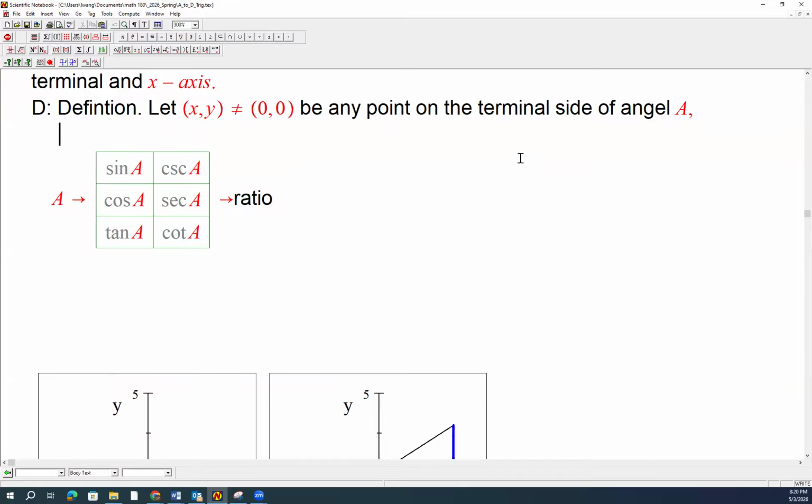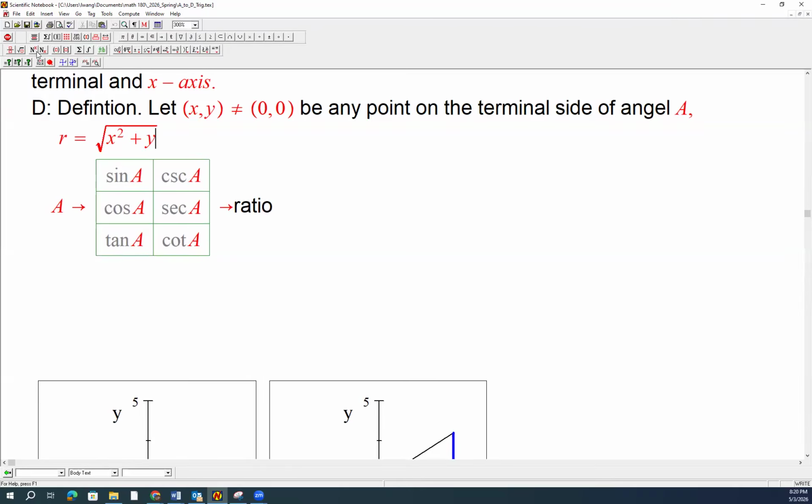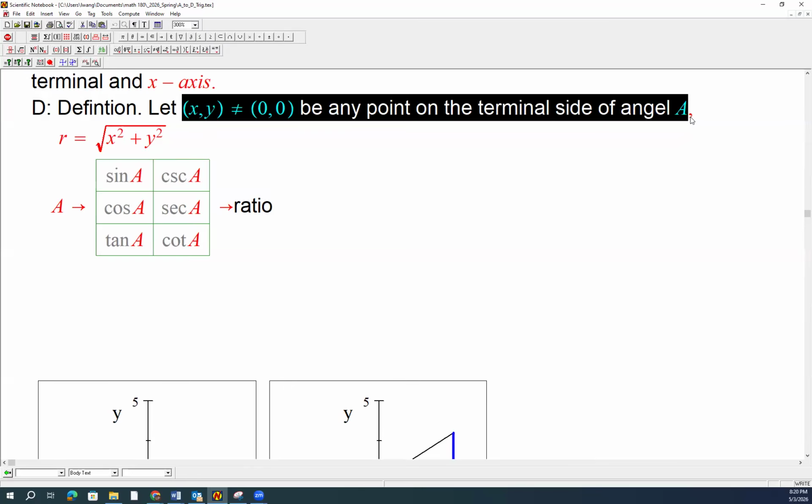Now we are going to define a number called R. R is equal to the square root of x squared plus y squared. Now let's see how we read this part: x comma y is not equal to 0, 0, be any point on the terminal side of angle A. What does that mean?